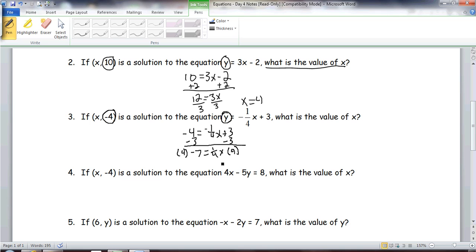Yeah, it's a 4. It doesn't look real pretty. I end up with 28. I should make that negative, seeing as how I just noticed I have that negative right there. So negative 4 times negative 7 is a positive 28. That's what x equals.